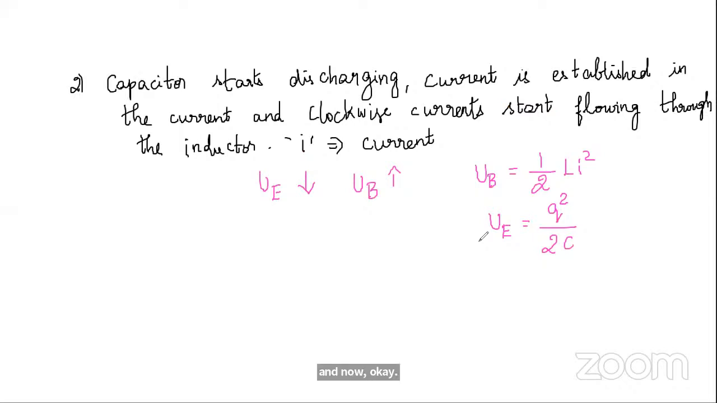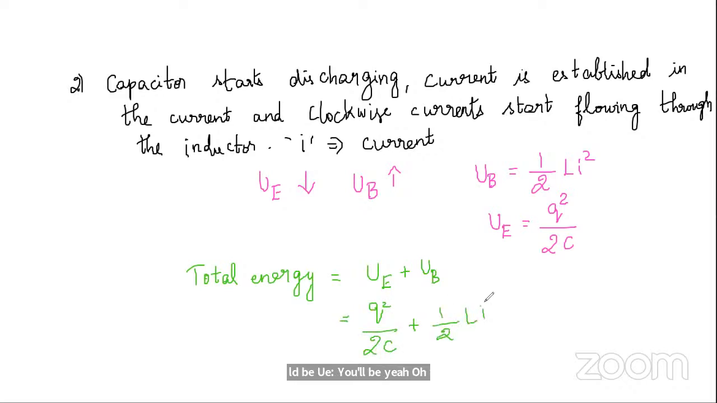So the magnetic field energy is given by UB equal to half L i squared. At this instant, the total energy will be the sum of electrical and magnetic field energy. So total energy equals UE plus UB. Here it is q squared by 2C plus half L i squared. So this is the total energy at this point of time.